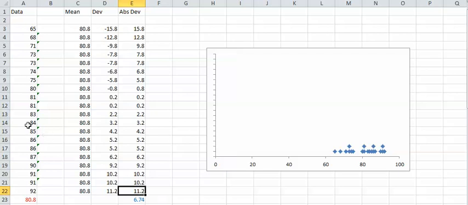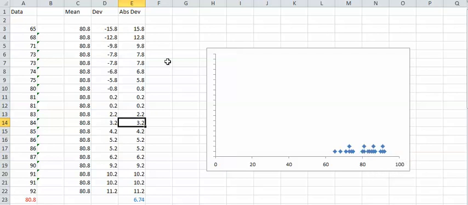Now what about this value right here, 84? It has a deviation of positive 3.2. So that's telling us that the distance from 84, which is about right here, to the mean is a distance of 3.2. The absolute deviation tells us the same thing, it doesn't have a sign in front. The absolute deviation doesn't tell us if the value is below or above the mean. So like I said, this is a distance of 3.2 from the value of 84 down to the mean.